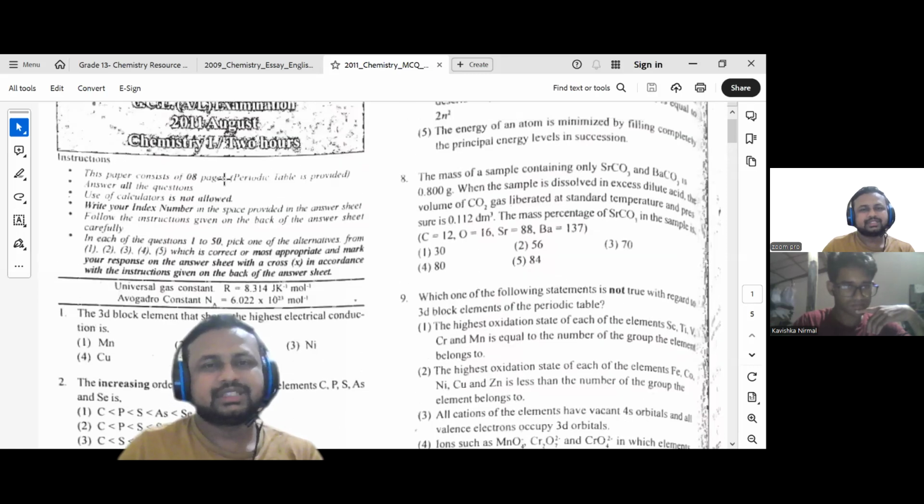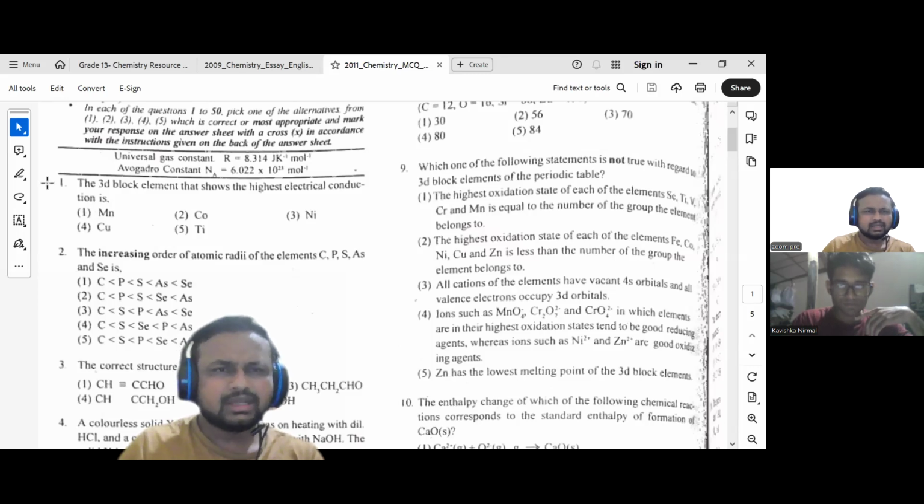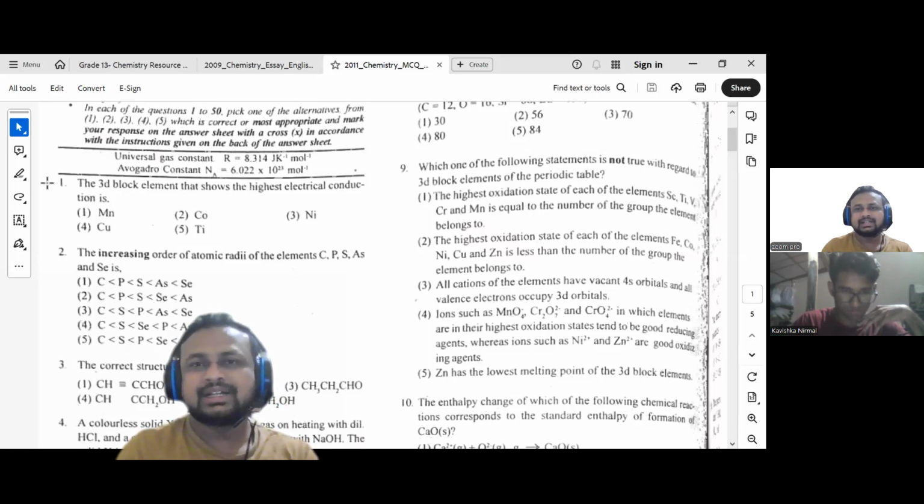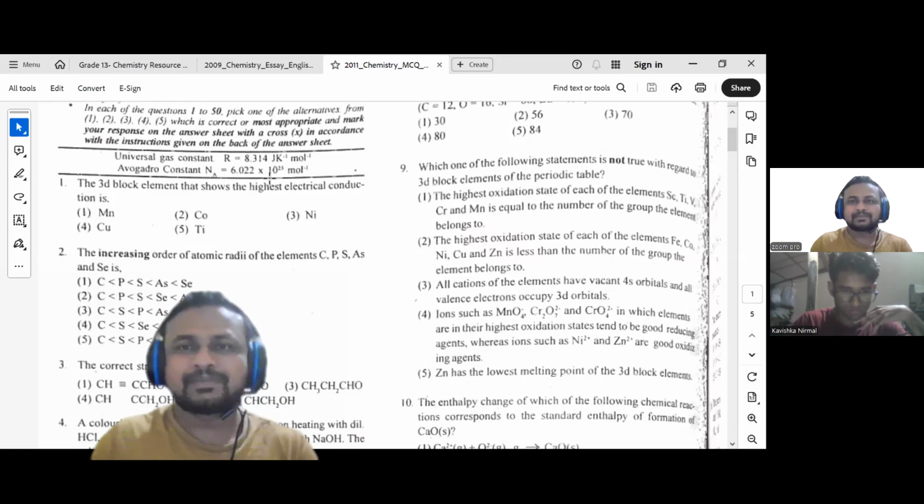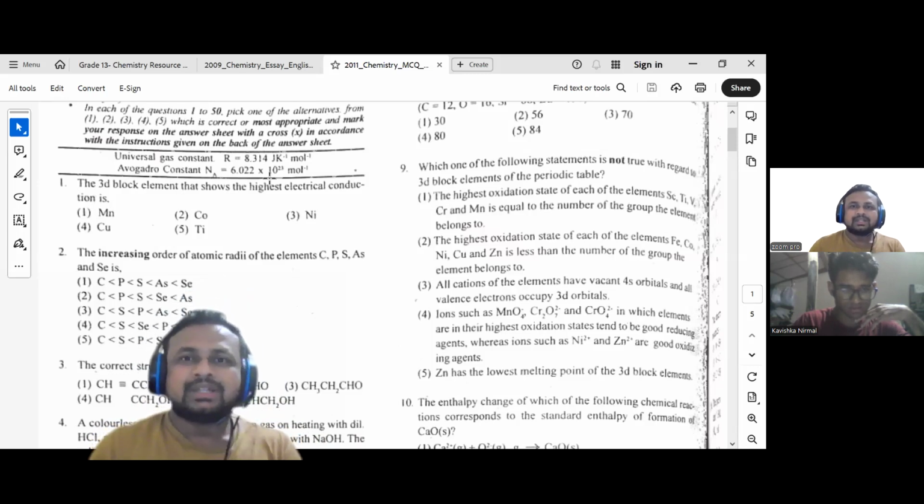2011 chemistry paper. First question: the 3D block element that shows the highest electrical conduction is... May I ask your answer? Copper.